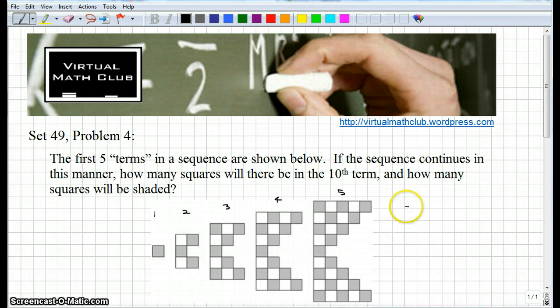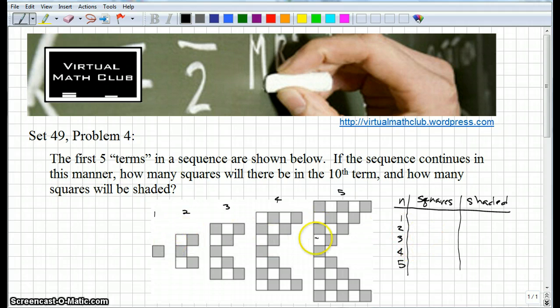Alright, so I'm going to make a table, and this is going to be n, the term number. So we'll have 1, 2, 3, 4, and 5, because we have 5 terms. And then the next column I'm going to make the number of squares, and this is going to be the number of shaded squares. Alright, so let's list these out and see if we can find a pattern.